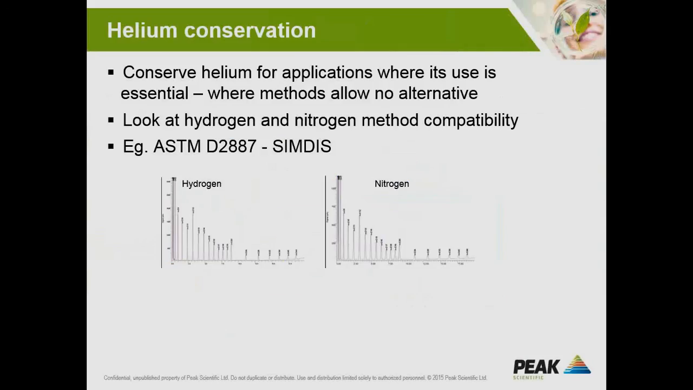In terms of helium conservation, this is really something that many labs look at for applications where its use is essential, or where methods allow no alternative. Obviously, many labs use regulated methods which may stipulate the use of helium, so they don't have an alternative to change to hydrogen or nitrogen carrier gases, and so their hands are effectively tied. But there are an increasing number of methods that have been revalidated for use with hydrogen and nitrogen, and I've just got the example here of an ASTM SIMDIS method, which is actually available for the use of both hydrogen and nitrogen as alternatives to helium.